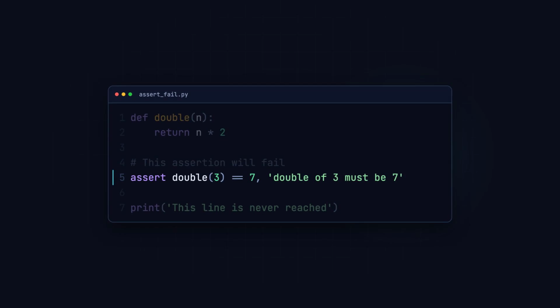If the condition is false, here we wrongly claim double of 3 is 7, Python immediately raises an assertion error and shows the message. The program stops and the print line is never reached.